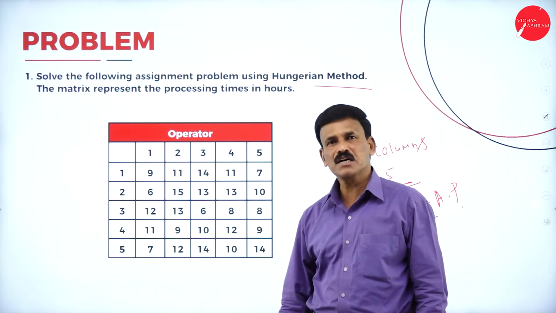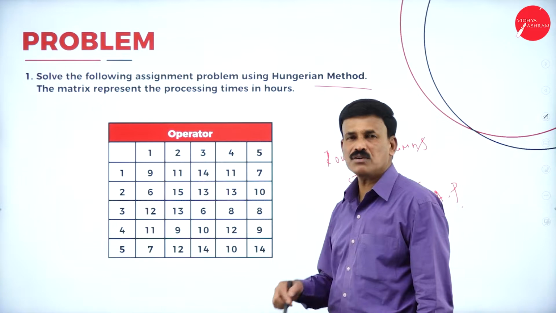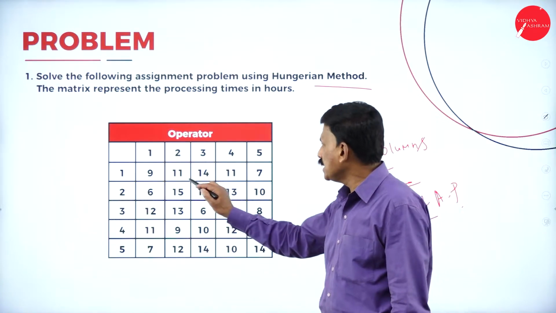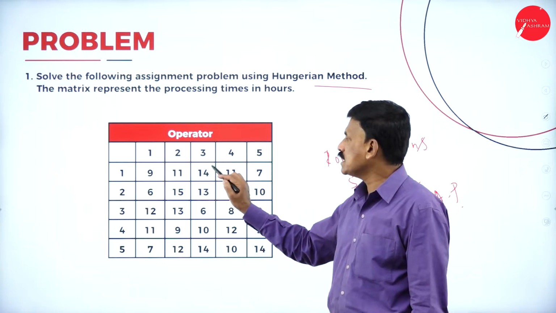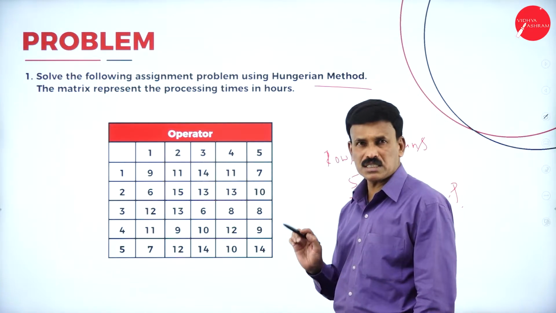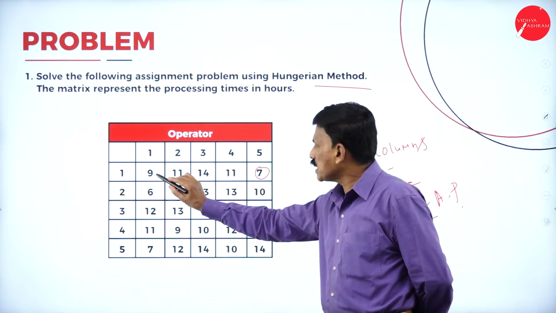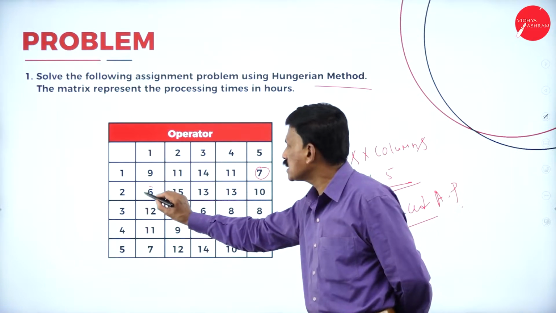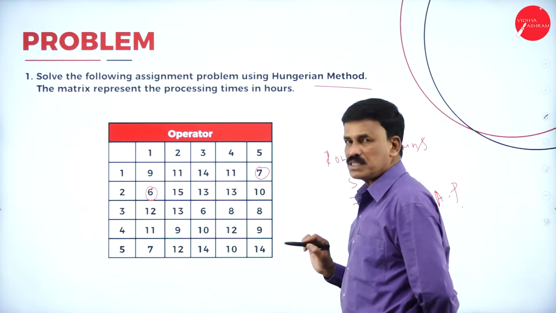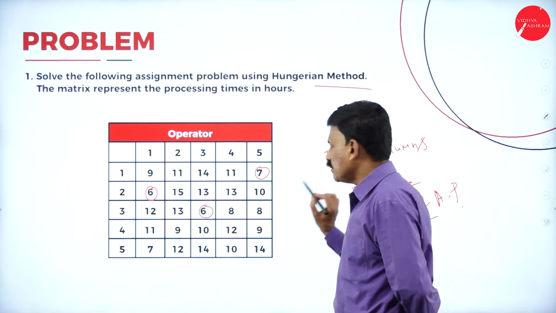Now what is the next step? Go for row scanning and column scanning. What is row scanning here? Identify the least element in that row and subtract each and every element by that least element. Here the least element is 7. Subtract all the elements by 7. Next, the least element is 6. Subtract all the elements by 6. Next, the least element is 6. Subtract all the elements by 6.